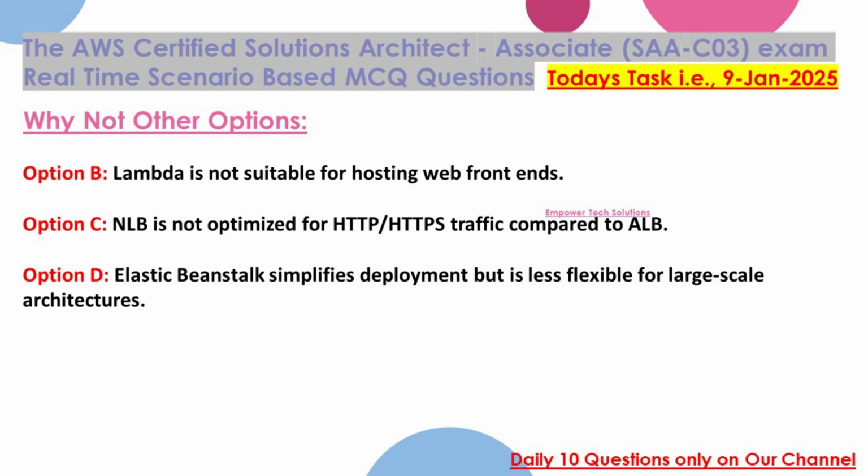Why not other options? Option B. Lambda is not suitable for hosting web front-ends. Option C. NLB is not optimized for HTTP/HTTPS traffic compared to ALB. Option D. Elastic Beanstalk simplifies deployment but is less flexible for large-scale architectures.